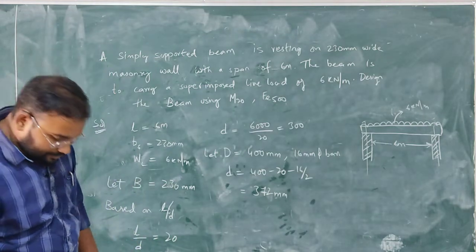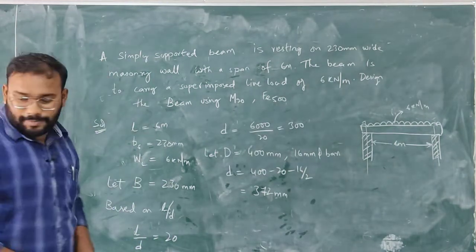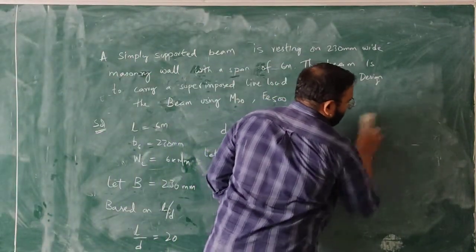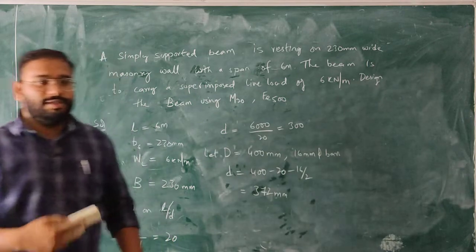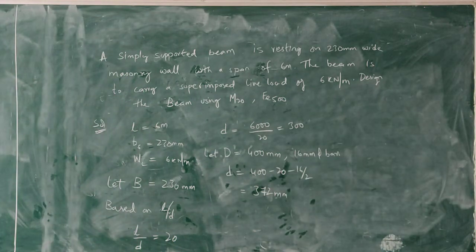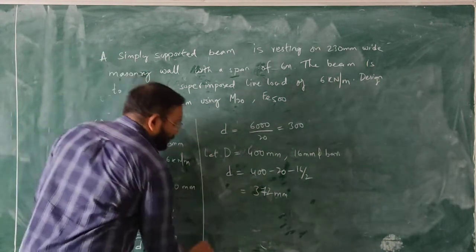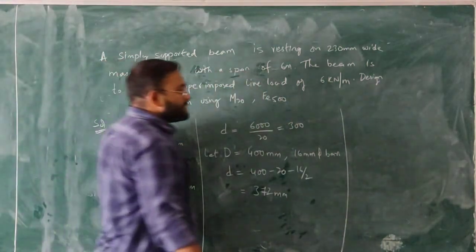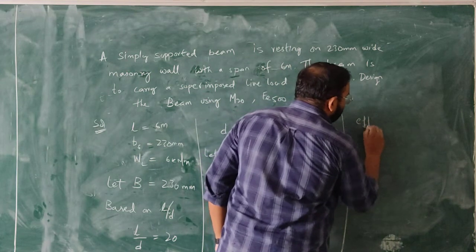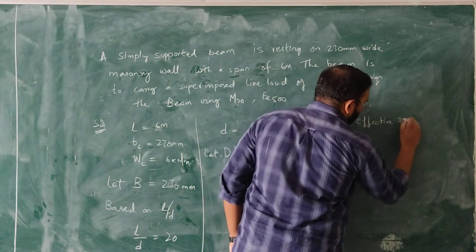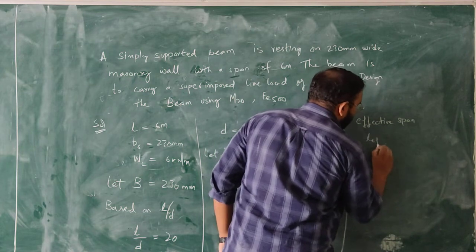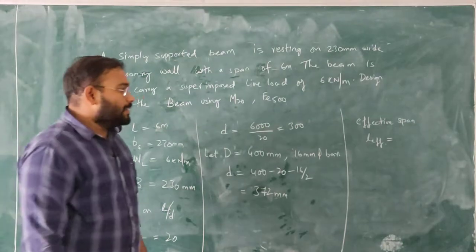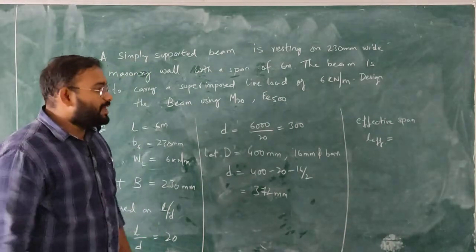372 mm, correct? Now, next step is... visible? Clearly visible? Okay, now your next step is calculation of effective span. So next step is calculation of effective span.